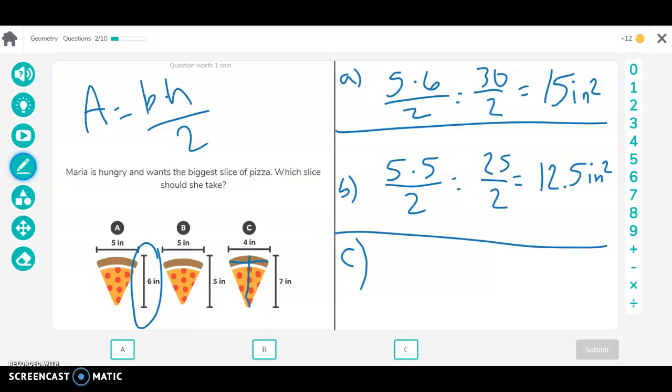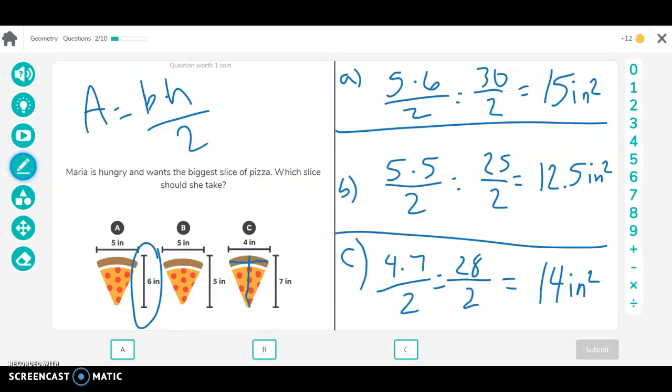And the last one, we have base of 4, height of 7 divided by 2. 4 times 7 is 28. 28 divided by 2 is, let's see, it is 14. If you don't know that, you can do the math on your own. I just don't have enough room.